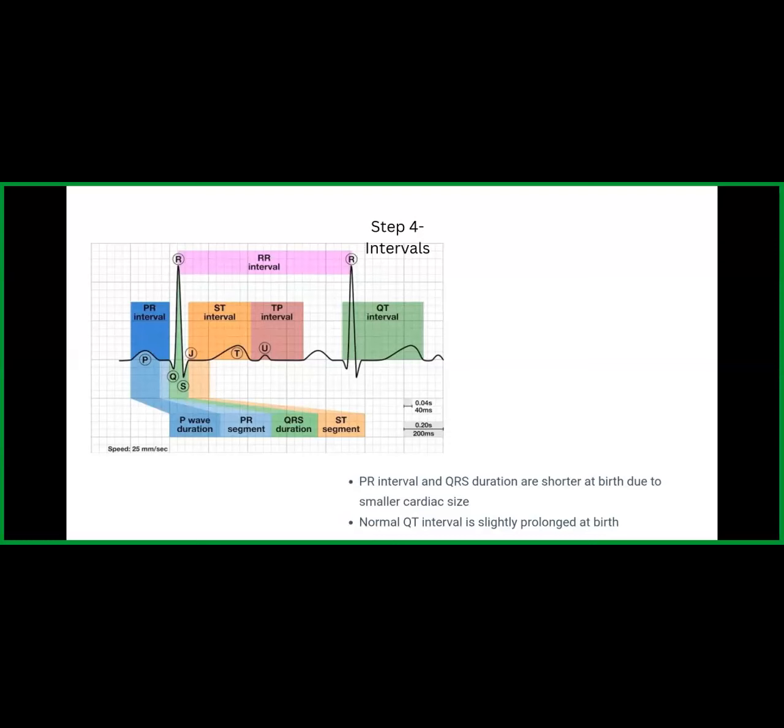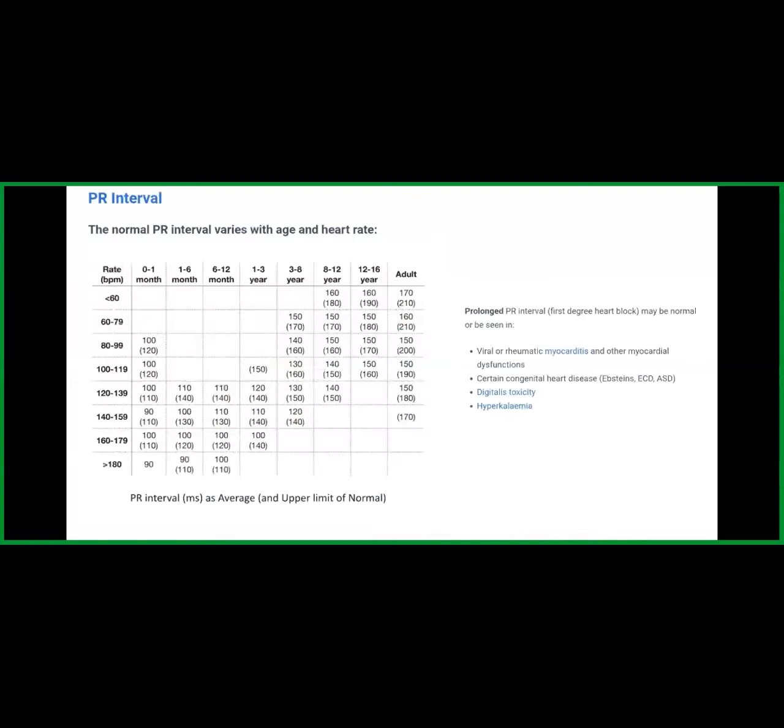This being the first presentation of this live webinar of the ECG course, this whole talk is primarily about the normal aspects of ECG. We are going to cover abnormal aspects in subsequent slides and in subsequent webinars. So coming back to step 4, we check the PR interval and the QRS duration. They are shorter at birth due to smaller cardiac size. The normal QT interval is slightly prolonged at birth.